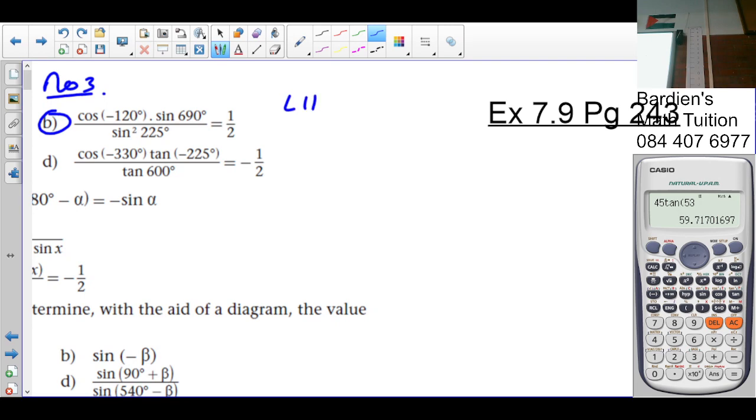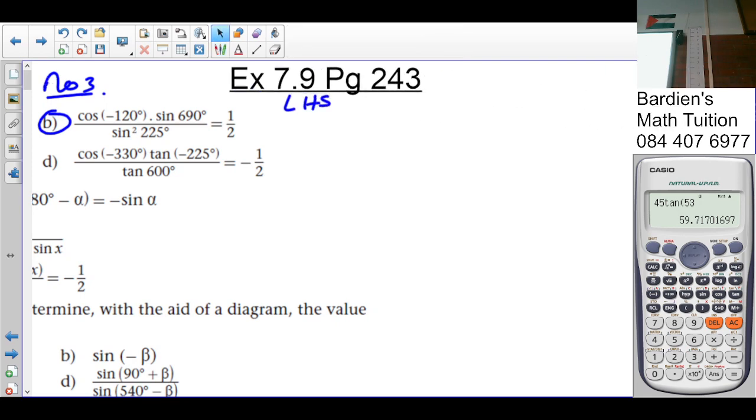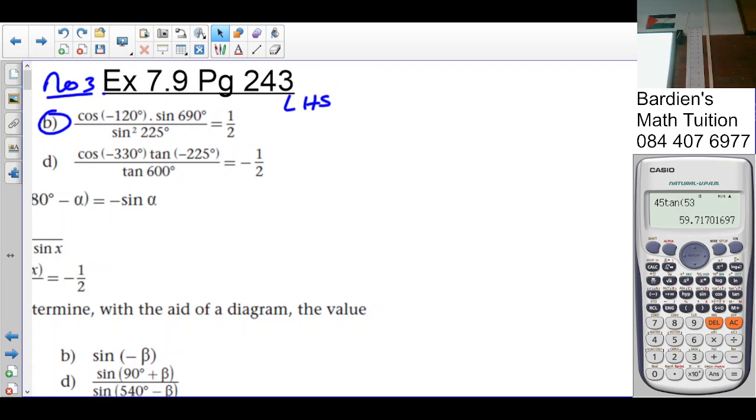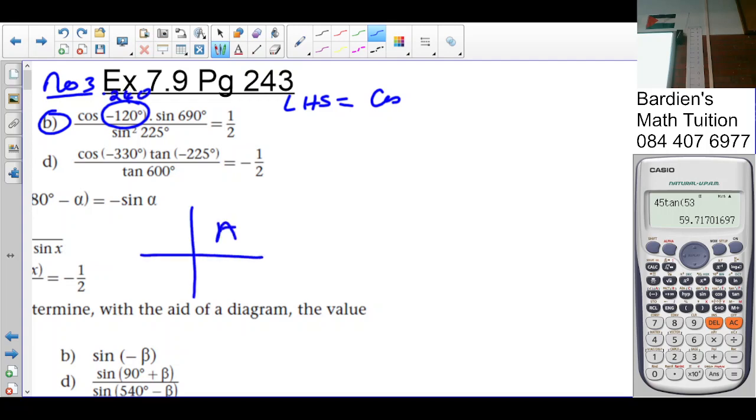So the left hand side. What do we do for negative 120? Add 360. We then get positive 240. Now in which quadrant is 240? Third quadrant. How do you get to the third quadrant? Plus 60 times. That's 690 minus 360. We get 330. Which quadrant is 330?